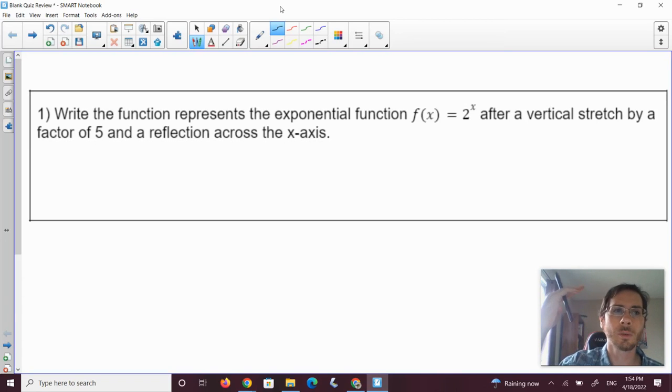All right, this is the Unit 6 quiz. So for number 1, write the function that represents the exponential function f of x equals 2 to the x after a vertical stretch by a factor of 5 and a reflection across the x-axis.